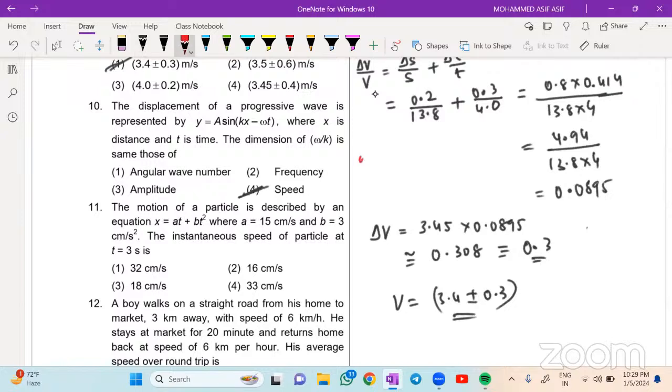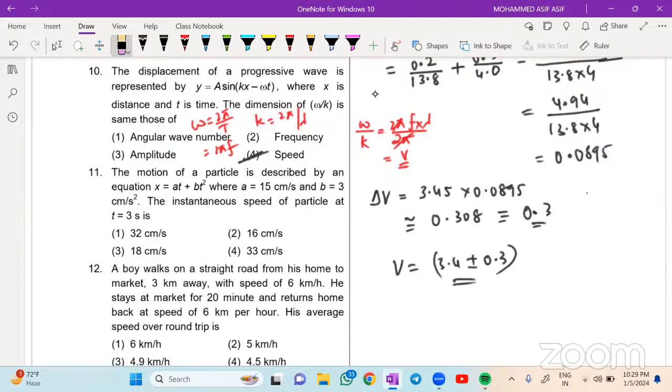See, it is omega divided by k. K is the propagation constant, so 2 pi by lambda, you know it. Omega is equal to 2 pi by capital T, or I can write it as 2 pi into your frequency f. That means this value will be equal to 2 pi into f divided by 2 pi by lambda. This will get cancelled. So v is equal to n into lambda, so this will be equal to v. Speed, this will be the answer. Clear? Sure.